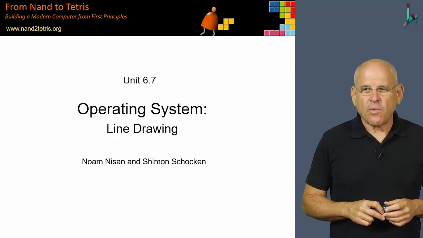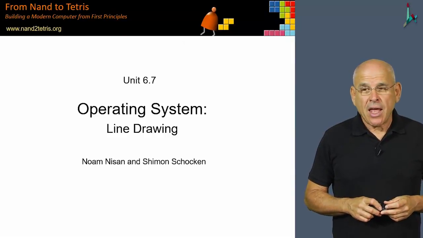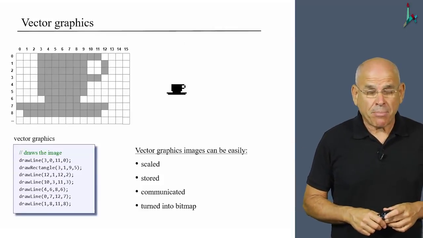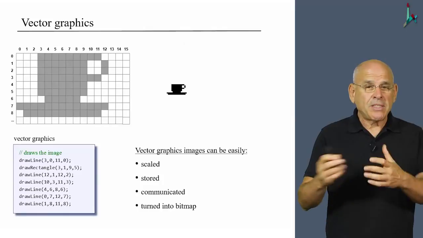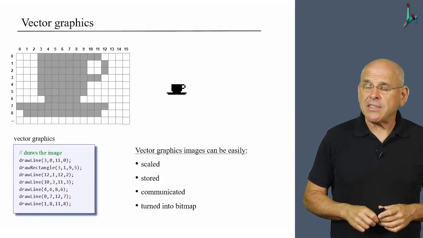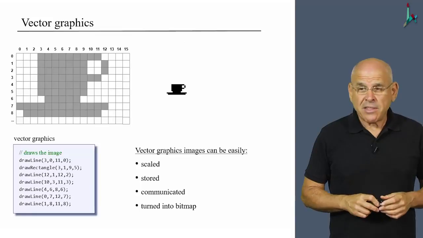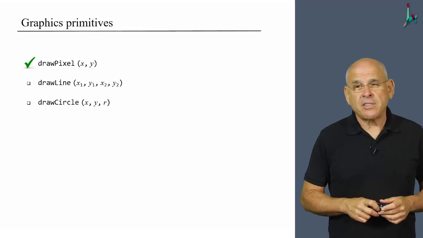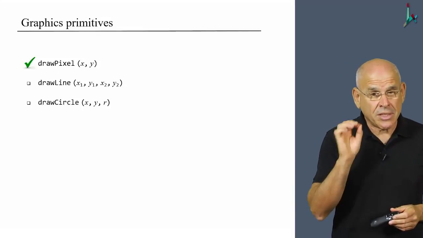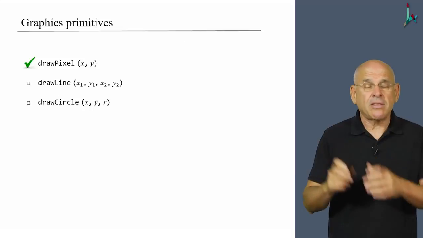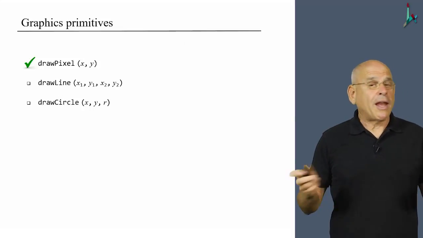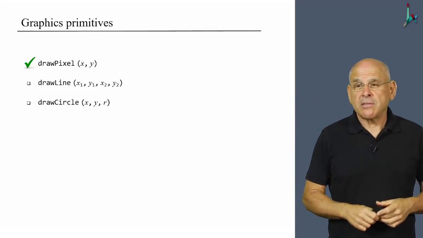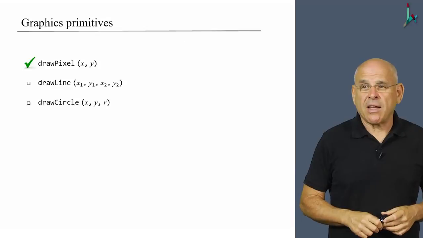Welcome to this unit in which we're going to talk about line drawing. In the previous unit, we talked about vector graphics and bitmap graphics in general, and we discussed the virtues of vector graphics. Among other things, we decided that we're going to implement three graphics primitives: drawing a single individual pixel on the screen in a certain location, drawing a line from two points on the screen, and drawing a circle, given a center and a radius.